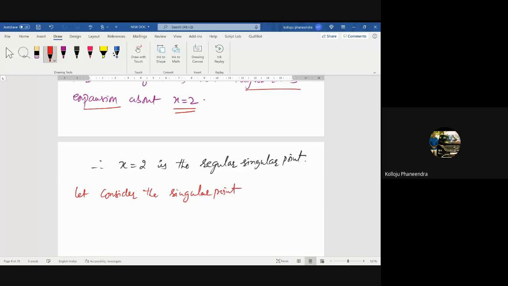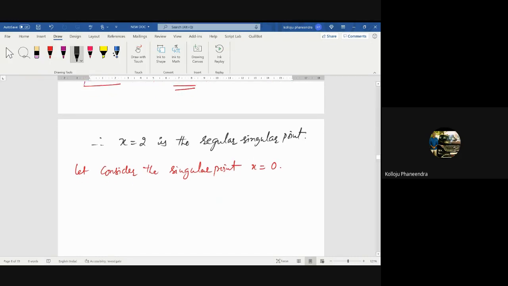Now consider the singular point x equal to 0. Then what do I have to write the equation as? Let me write our equation. The original equation is x cube into (x minus 2) y double dash plus x cube y dash plus 6y equal to 0, right? That's the equation. You must remember the structure.